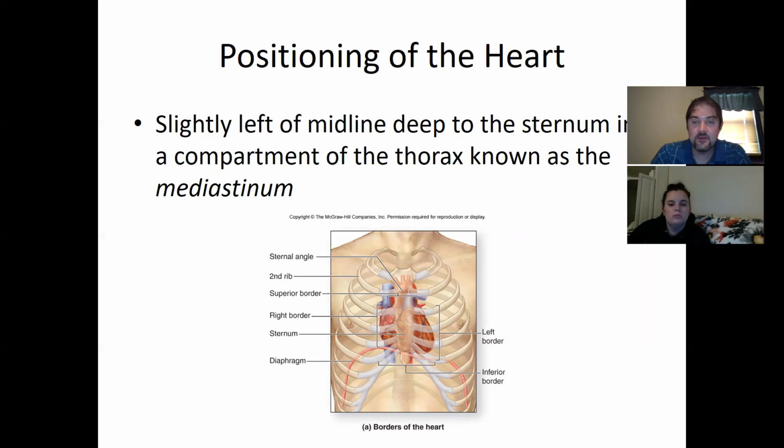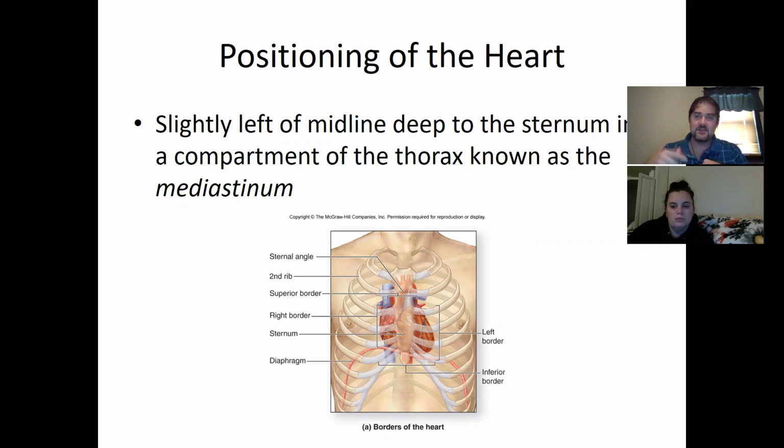And it's in the thoracic cavity, okay, which is the whole thing, but there's actually a smaller cavity, a smaller compartment right there in the middle of your chest called the mediastinum. And that's where the heart is. That's where the great vessels are that attach to the heart. That's where the thymus gland is that we looked at before.